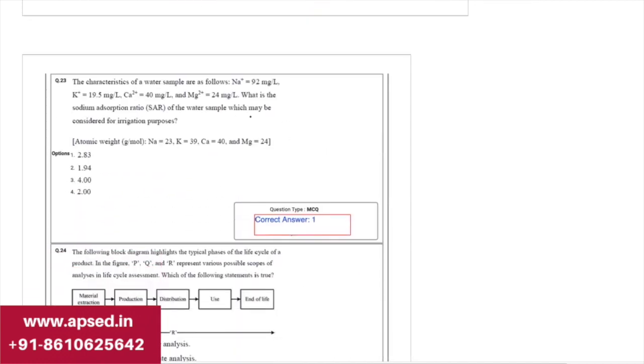Then the next question here is for sodium adsorption ratio SAR. So that is given as Na plus divided by square root of Ca2 plus concentration plus Mg magnesium ion concentration divided by 2, and all these concentrations are in milli equivalent per liter. So here these concentrations are given in milligram per liter, so they have to be divided by their equivalent weight. So if you solve this, answer comes as 2.83.